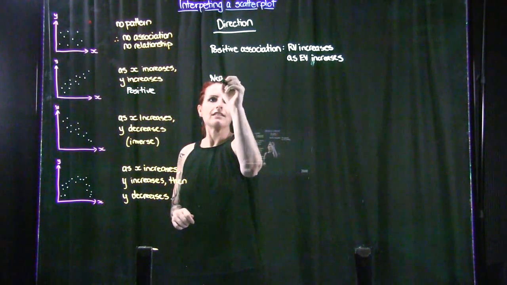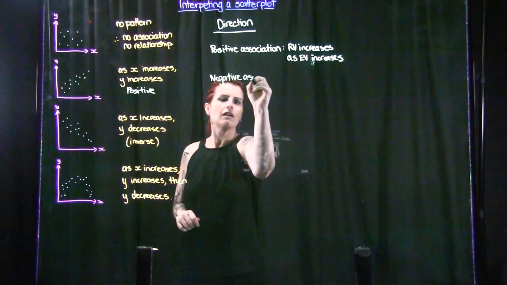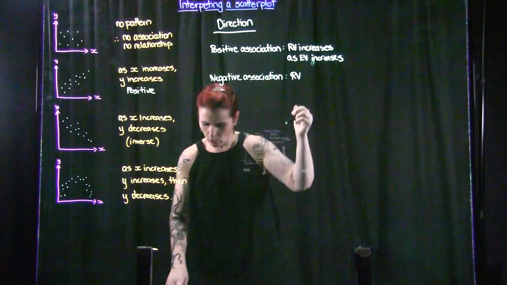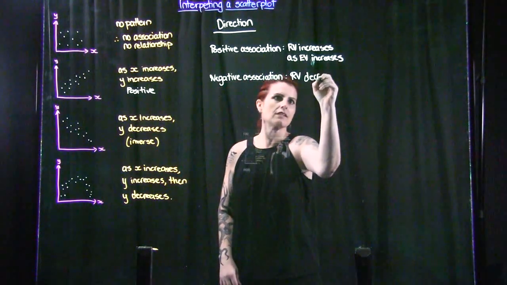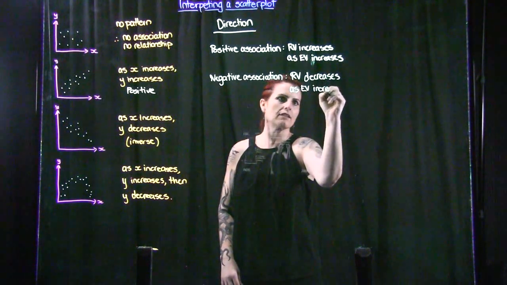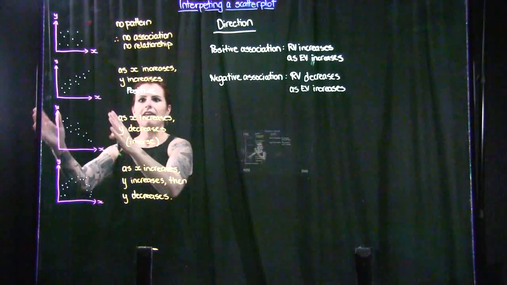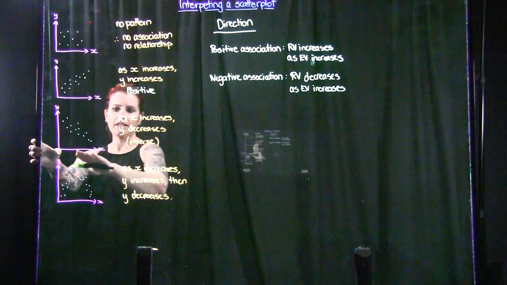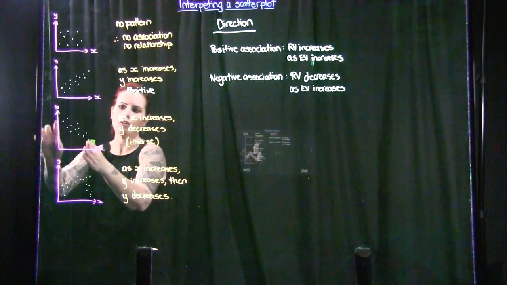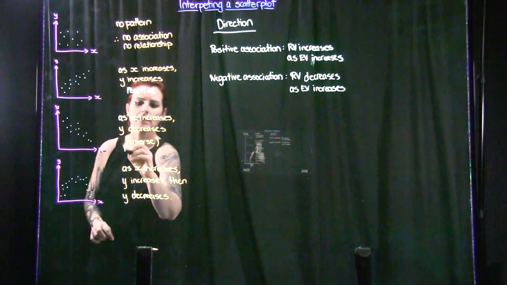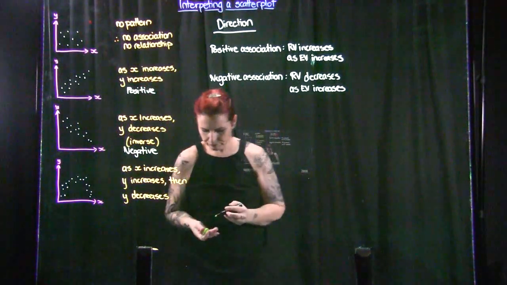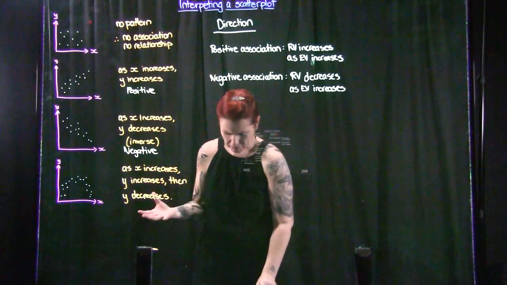Then if we have a negative association, that's when our RV or our response variable decreases as our explanatory variable increases. So that would be this one here. As our explanatory variable increases down here, our response variable is decreasing. So as we go along, they're going down. So this one is negative. It's a negative association.